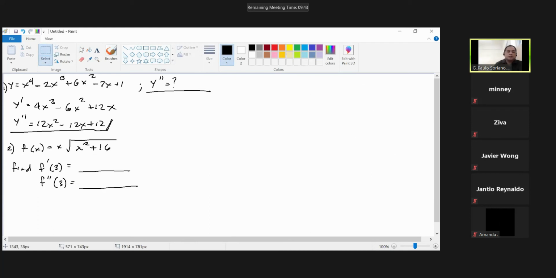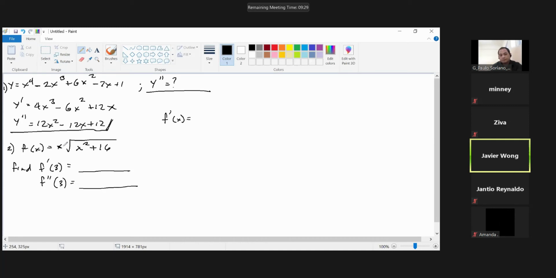So first of all, we need to find f prime of x. F prime of x will be what? Wait, this is in multiplication, so we need to apply our rules: the product rule. The product rule is: copy the first, u, times dv, the derivative of the second.